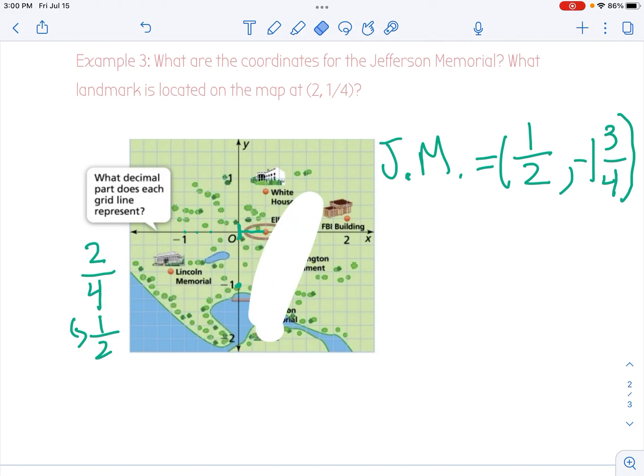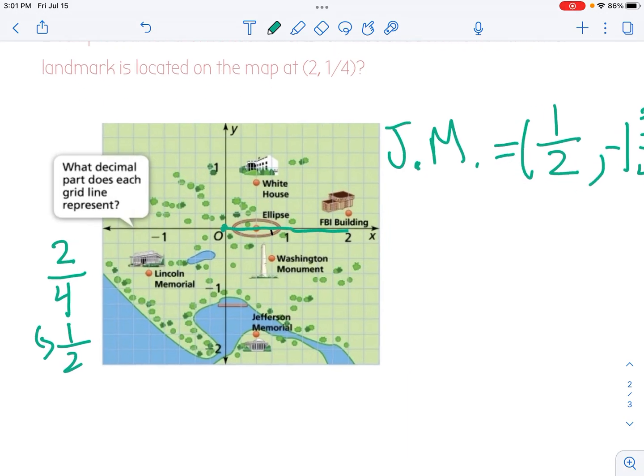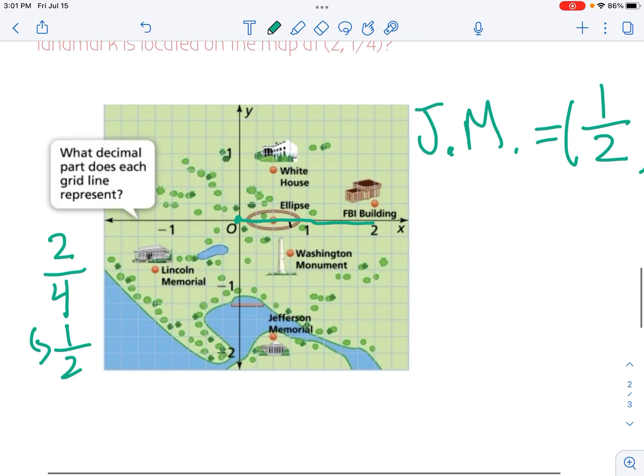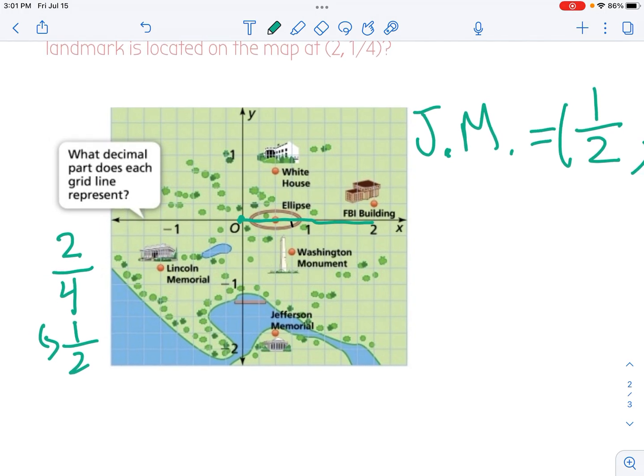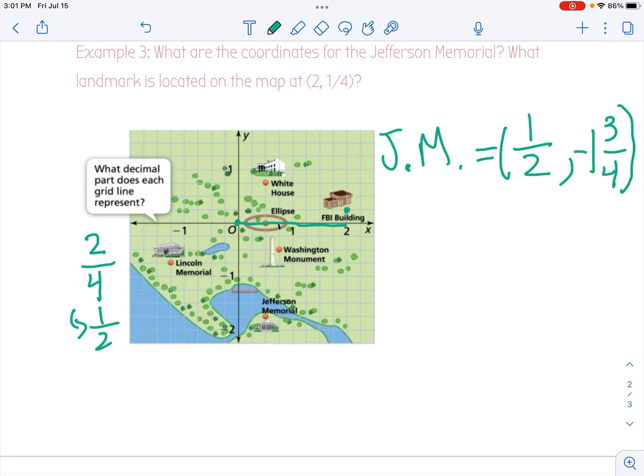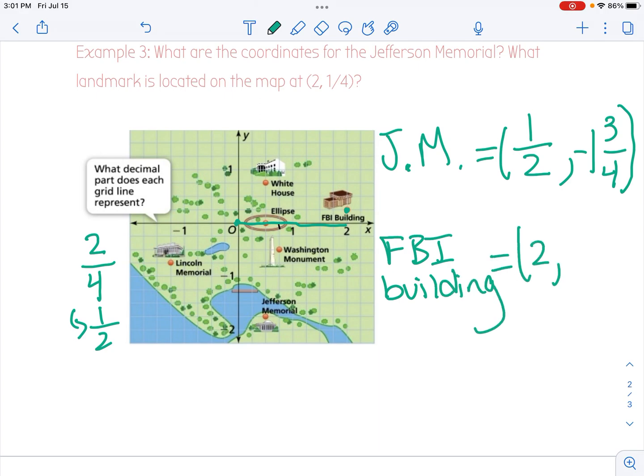Our last question is asking us what landmark is located at positive 2 and positive 1/4. So first, we're going to start at the origin. We're going to go over to positive 2 and then up to 1/4. So we are at the first tick mark out of our 4. So this is the FBI building.